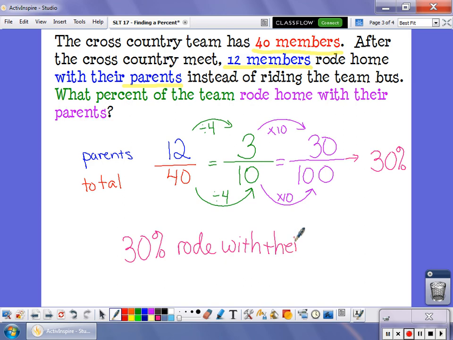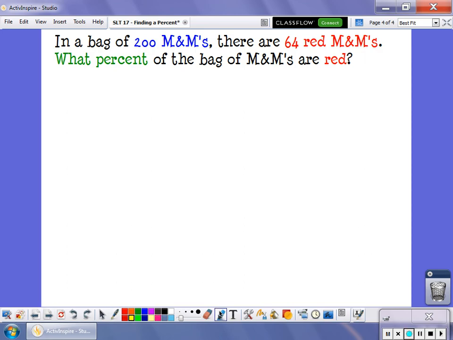Okay? So sometimes you have to take an extra step in there. You can't go right from one fraction to another fraction with a denominator of 100. Sometimes you need a stepping stone. Let's look at one last example here. In a bag of 200 M&Ms, 64 of the M&Ms are red. What percent of the bag has red M&Ms? So again, let's set this up. I know there are 64 red out of 200 total.